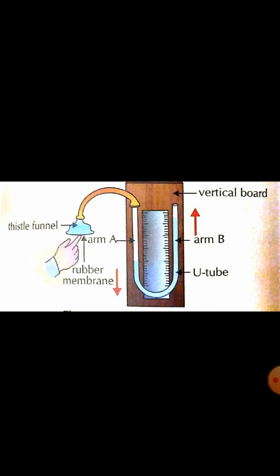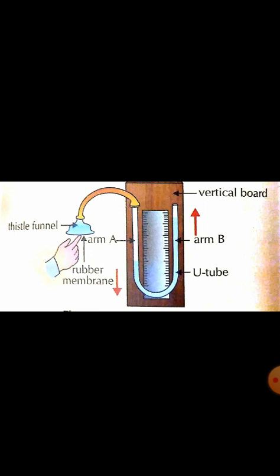Liquid pressure can be measured by using a simple device called manometer. The apparatus consists of a transparent U-tube fixed vertically to a board which has a scale marked on it. The U-tube has to be half filled with water. The level of water in both the arms of the U-tube will be same. Let us name the arms of U-tube as A and B.